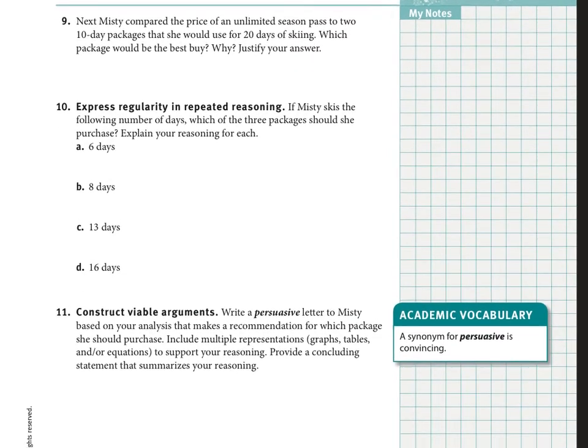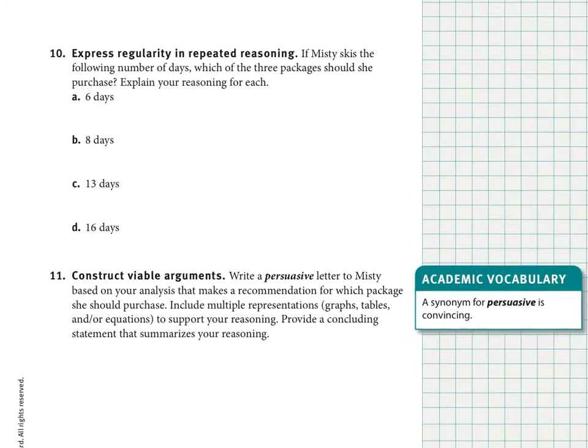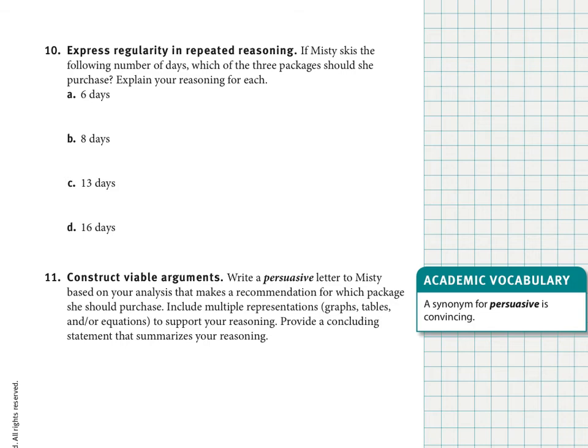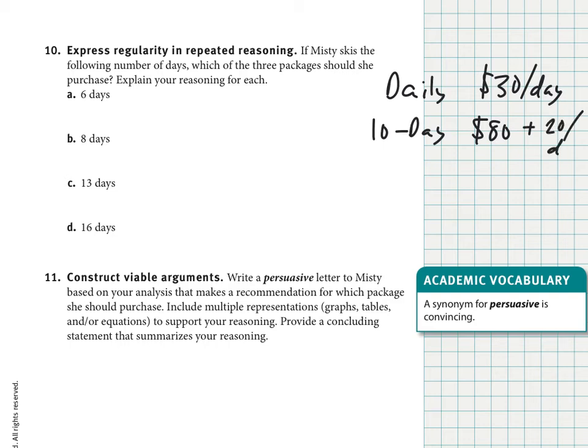All right, so let's look at one last piece here, number 10. Misty's debating these options. Remember, there are 3 options. There was the daily pass, which was $30 per day. There was the 10-day pass, which we looked at the beginning of this section, which was 80 plus 20 per day. And then option 3 was the unlimited, which was $390 no matter what.